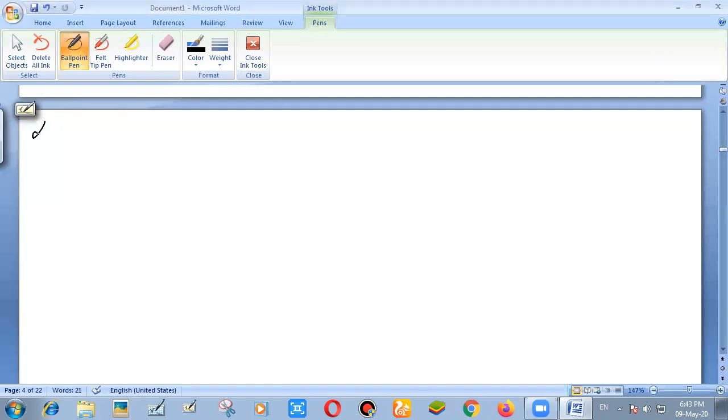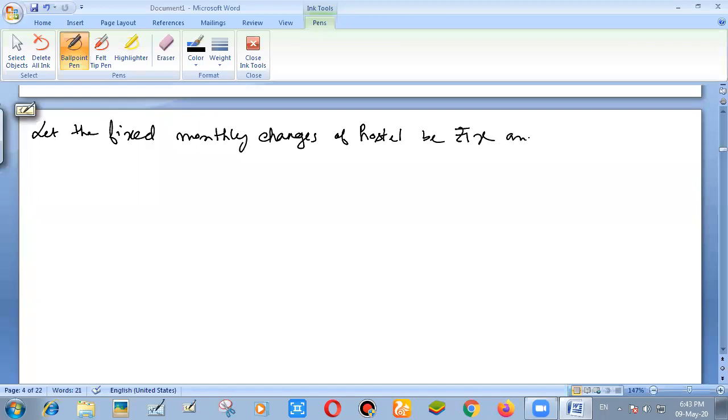So write down, let the fixed monthly charges of hostel be rupees X and cost of food per day be rupees Y. Up to this clear? Clear or not?